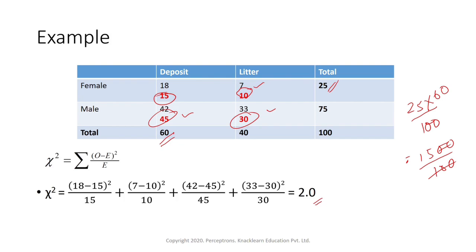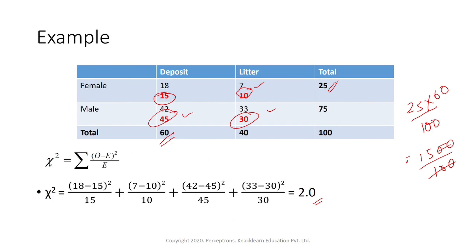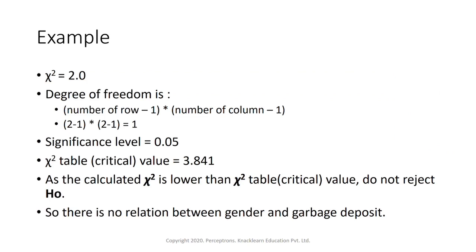Now we have got the chi-square value. So now let's calculate the degree of freedom for this. Degree of freedom is given as number of rows minus 1 times number of columns minus 1. We have 2 rows and 2 columns, so it will be 2 minus 1 into 2 minus 1, where we are getting a degree of freedom of 1. And let's set the significance level as 0.05.